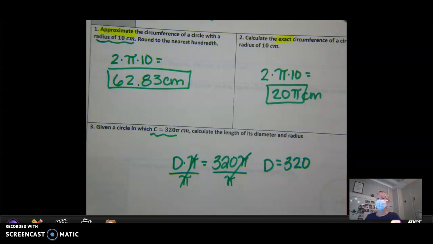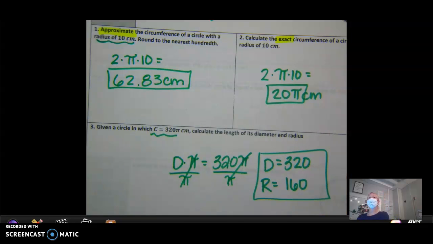320. But they also want radius. How would I get radius from that? Awesome. So 320 divided by 2 is how much? 160. Any questions on that? All right, next page.